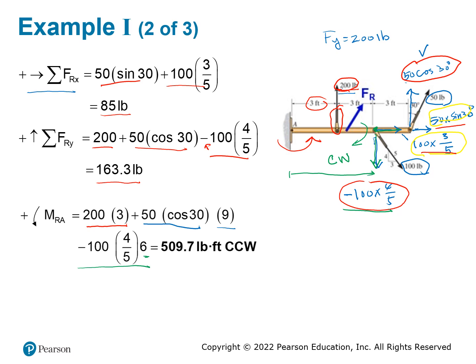So if we draw an equivalent system, this is going to be the equivalent system. You have the amount of Fx, 85 pound. You have F of y positive number, so it's 163.3 pounds. You also have a moment counterclockwise, 509.7 pound feet. And that is the equivalent system to the system on the top.